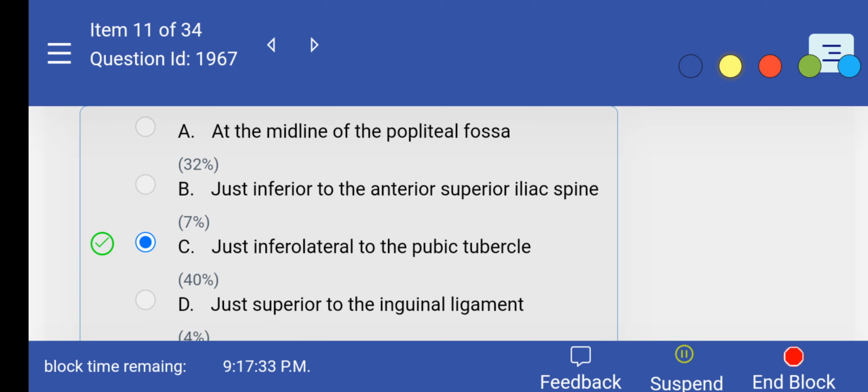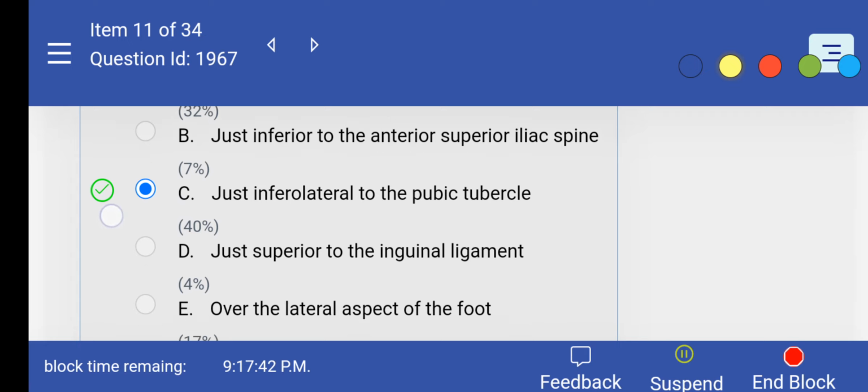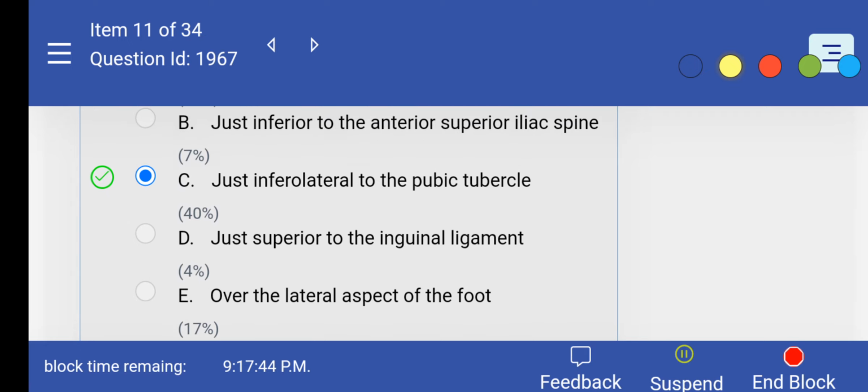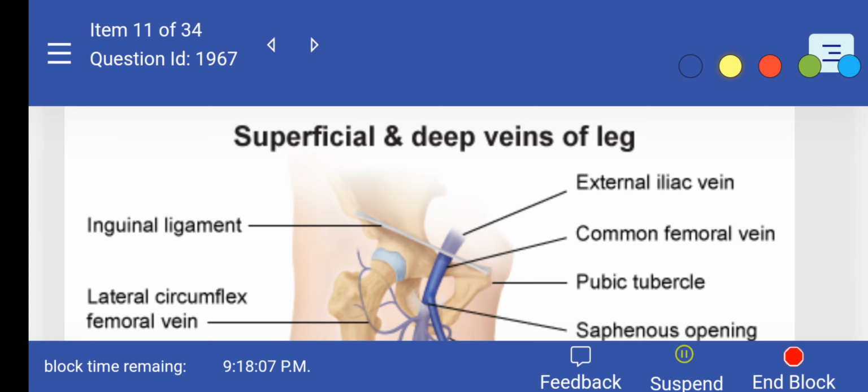Okay, so the options: at the midline of the popliteal fossa; just inferior to the anterior superior iliac spine; just inferior lateral to the pubic tubercle; just superior to the inguinal ligament; over the lateral aspect of the foot. Let us discuss the reason that we can take the great saphenous vein just inferior lateral to the pubic tubercle. First, we look at the superficial and deep veins of the leg.